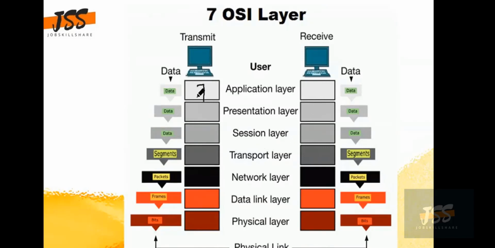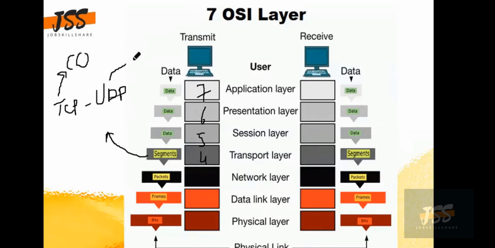After that, we have the 4th layer, which is the transport layer. In the transport layer, we have two very important, well-known protocols being used, TCP and UDP. And Crystal already answered this, and Hefa as well. TCP is basically the connection-oriented protocol, and UDP is connectionless.